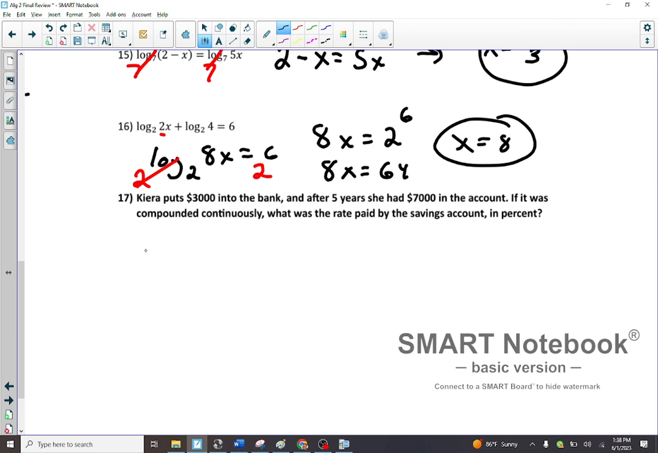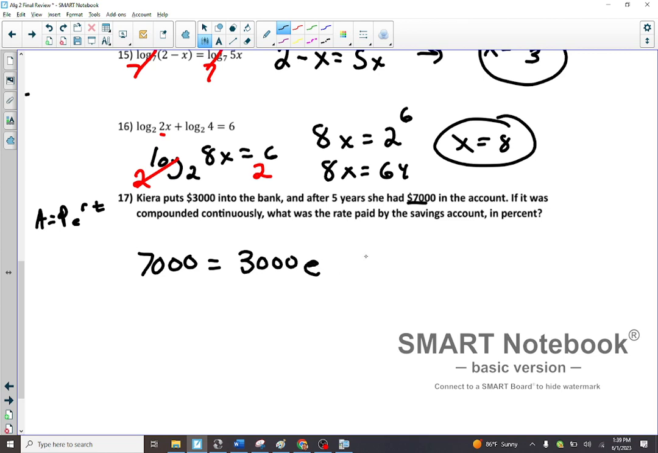Kira puts 3K into the bank. After 5 years, she has 7K. If it compounds continuously, what is her rate of pay? Again, the equation for continuous is PERT. So the amount equals PERT. In that case, I know my final amount was 7,000. It equals the original 3,000 that was put in, times e. Remember, e is the actual value that we know, 2.71-ish.